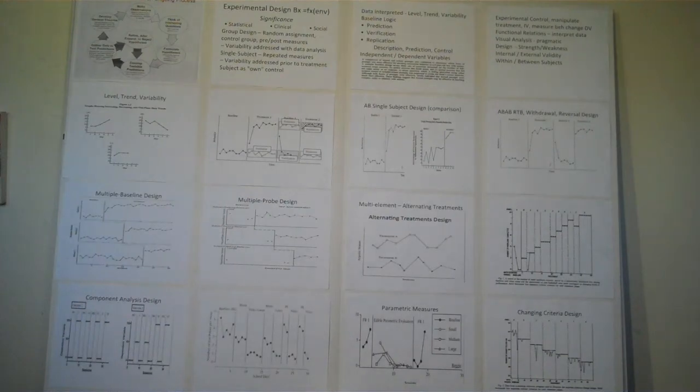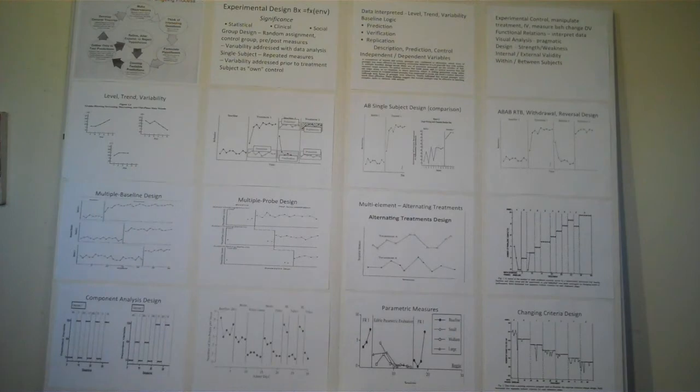Then you're going to learn about baseline logic, where we talk about the prediction, verification, and replication. Again, with science, we have description, prediction, and control. We're going to manipulate variables. Those are independent variables. We're going to then measure the behavior. How someone behaves depends on how they're treated. So the treatment model is the independent variable, and the dependent variable is how the person behaves.